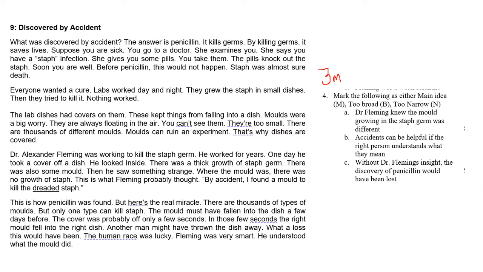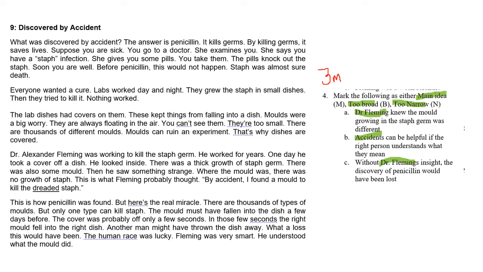Now, things that are the main idea mean it covers all of the main points of the passage. If something is too broad, then it's going to be too big to be the main idea. And if it's too narrow, it's too small to be the main idea. Maybe it only comes from one small paragraph or one sentence. Now, I always like to start by looking at the subjects. So we have Dr. Fleming, we have accidents, plural, and we have Dr. Fleming. Two of the answers are about Dr. Fleming. One of them is just about any accident.